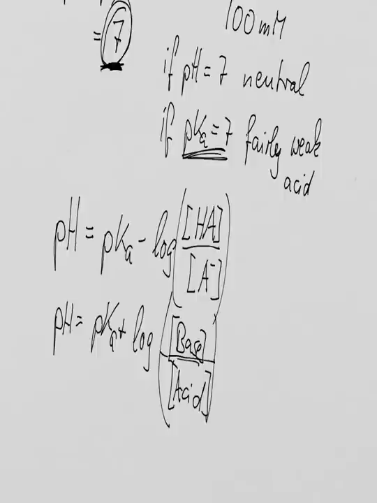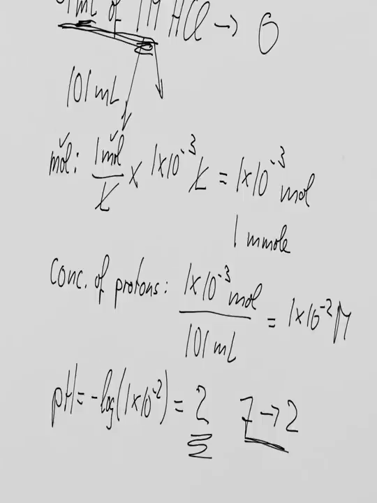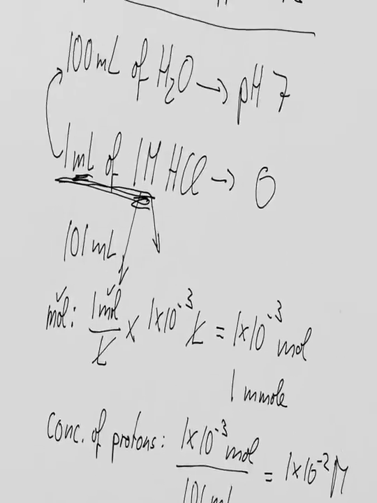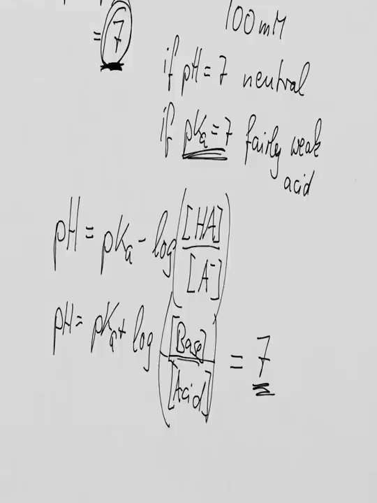And people do the calculations. Yes, the pH is 7. You are absolutely right. So basically, we have the same situation as with our water. We said water has a pH of 7. And in this particular case, our buffer has the pH of 7.